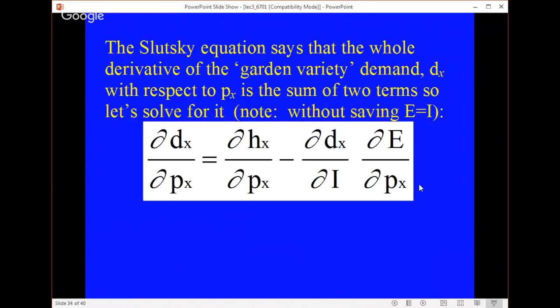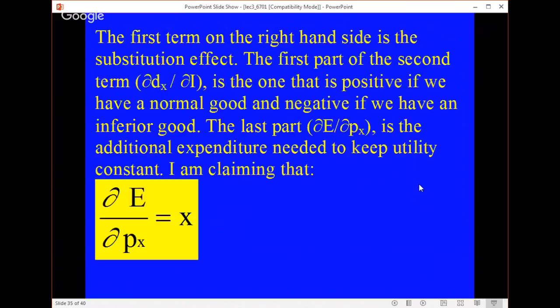But I was writing them differently because conceptually they're different. So the first term on the right-hand side is the substitution effect, right? The first part of the second term, the partial of dx with respect to I, is positive if we have a normal good, and negative if we have an inferior good. The last part, the partial of E with respect to px, my expenditures with respect to the price of x, is the additional expenditure needed to keep utility constant.